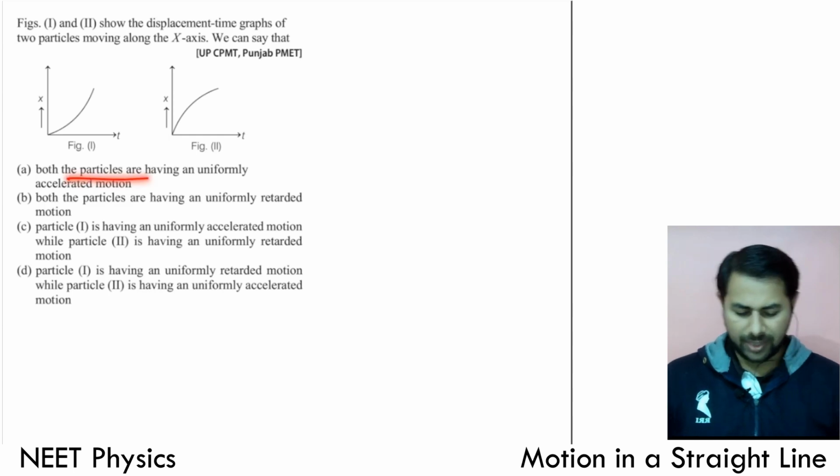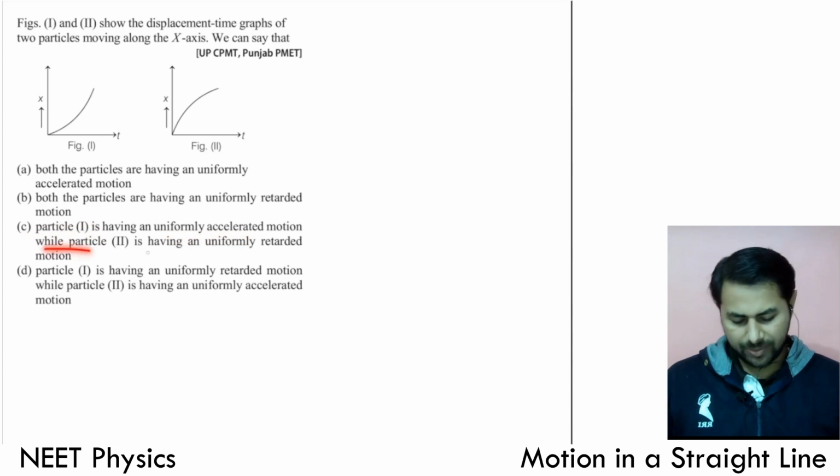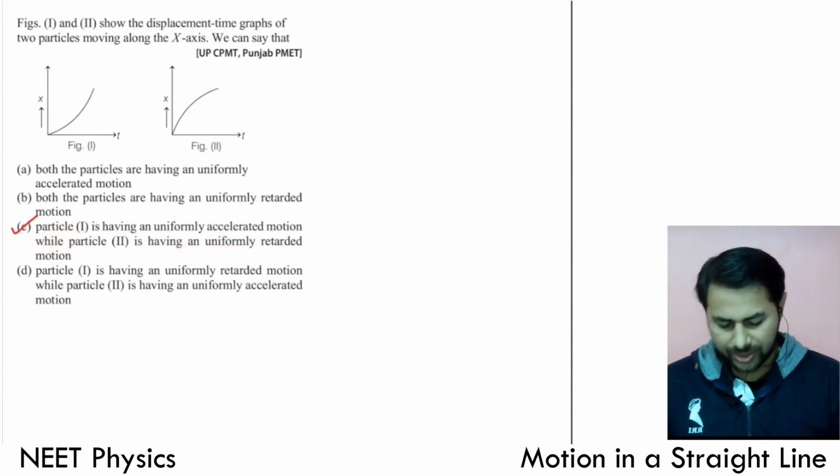Both particles are having uniformly accelerated motion. Okay, very good. Everybody is saying it's option C. So particle 1 is having uniformly accelerated motion and particle 2 is having uniformly retarded motion. Very, very good. So it's option C, right?